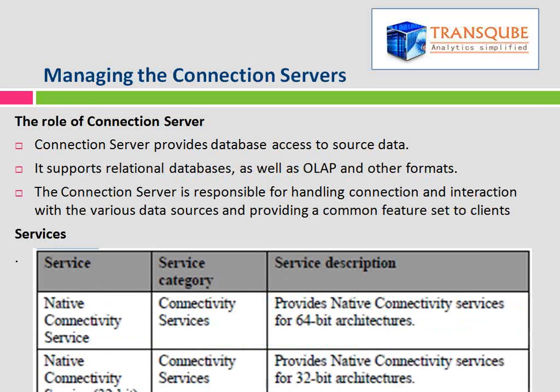Let's look at the connection servers. I will also walk you through these metrics subsequently with the connection server later on. Connection server provides database access to the source data. It supports relational databases as well as OLAP and other formats. Connection server is responsible for handling connection and interaction with various data sources and providing a common feature set to the clients.